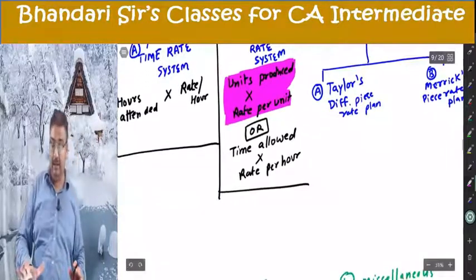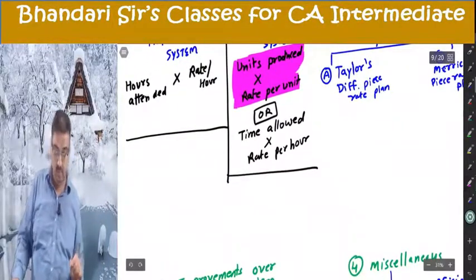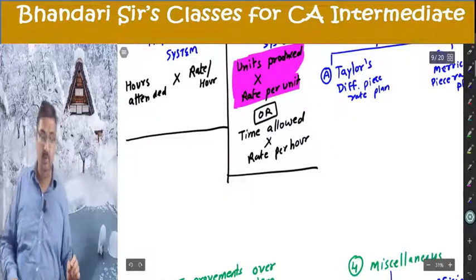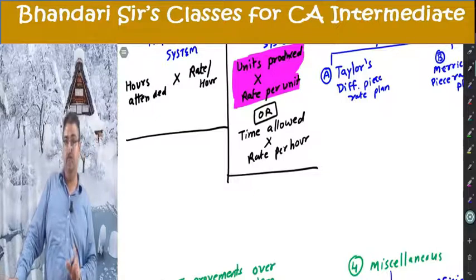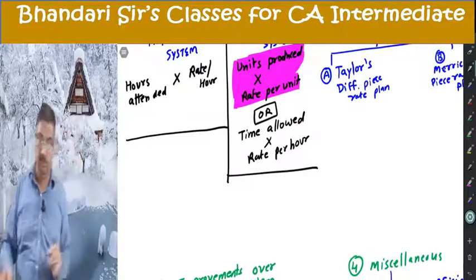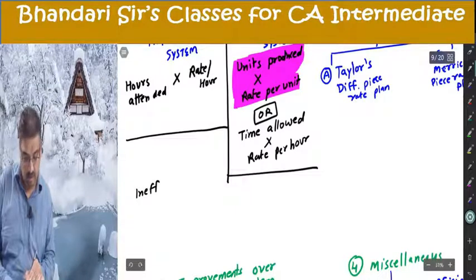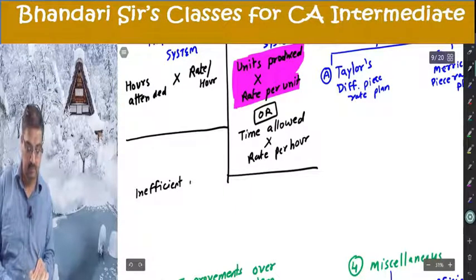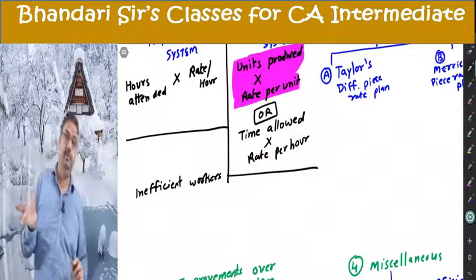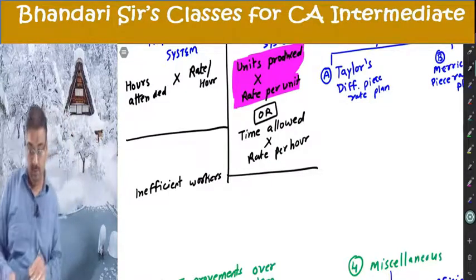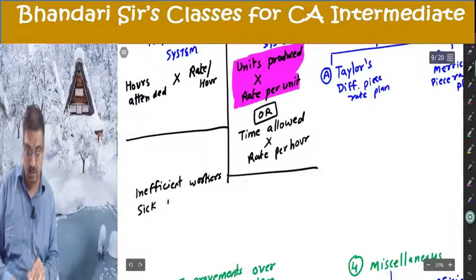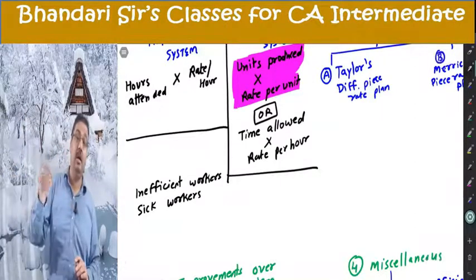Now simple analysis I like to make. For the workers who are inefficient, which plan is good? First one. Inefficient workers. The worker who gets sick will not be able to perform in the organization. For him also, time rate system is okay. He can go there, attend there, may not produce anything, still will get the wages in the hour of need when he is sick.